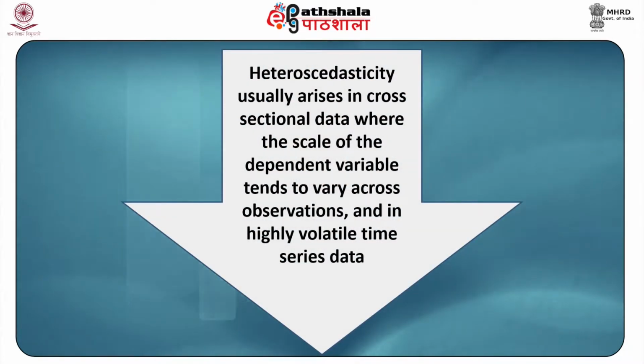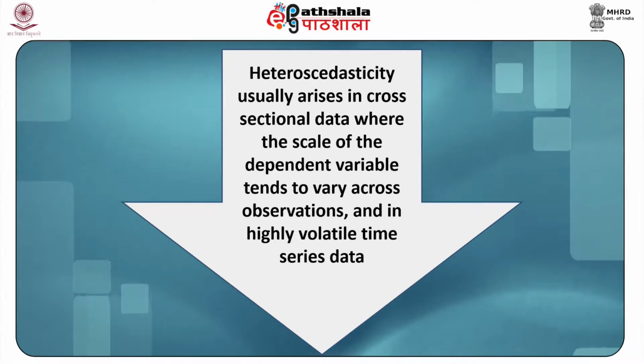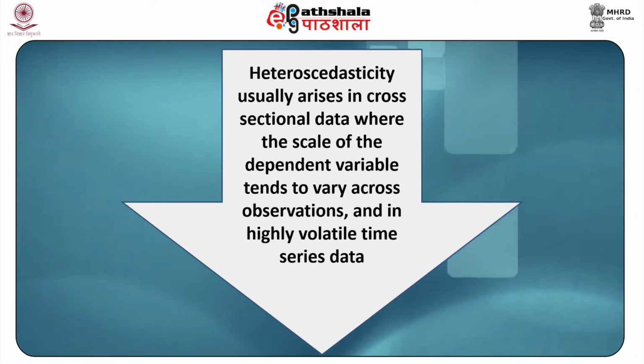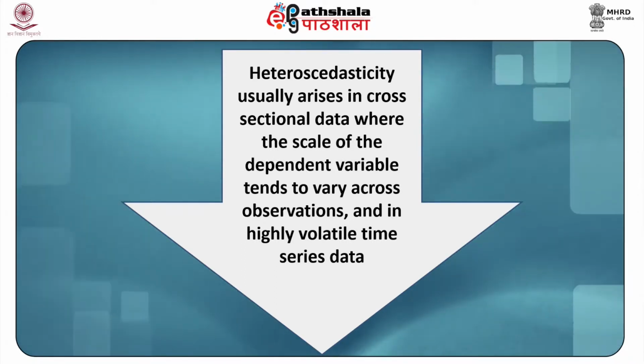Heteroscedasticity basically is a result of data generating process that draws disturbances for each value of the independent variable from distributions that have different variances. It also implies that dispersion of the dependent variable around the regression line is not constant. Heteroscedasticity usually arises in cross-sectional data where the scale of the dependent variable tends to vary across observations and in highly volatile time series data.